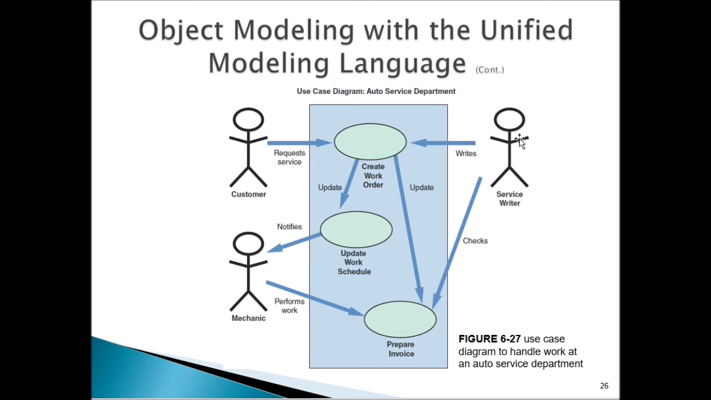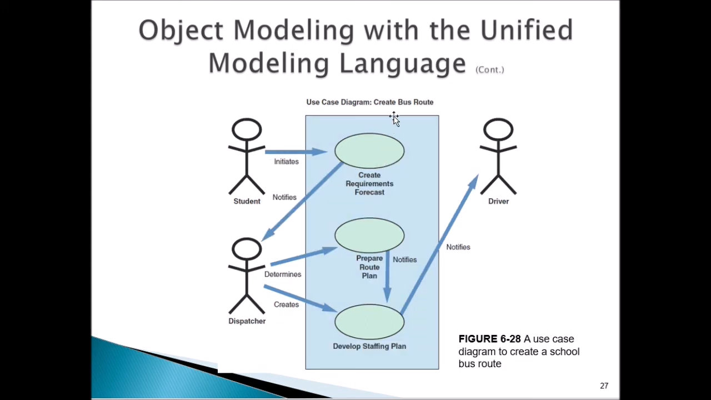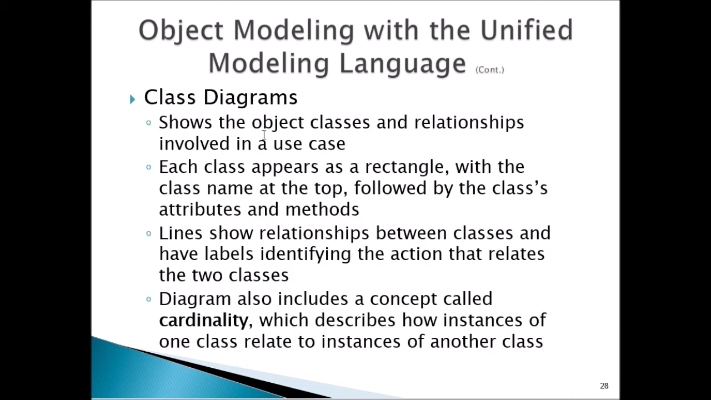Class diagrams. These show the object classes and relationships involved in a use case. Each class appears as a rectangle with the class name at the top, followed by the class's attributes and methods. Lines show relationships between classes and have labels identifying the action that relates the two classes. The diagram also includes a concept called cardinality, and this describes how instances of one class relate to instances of another.